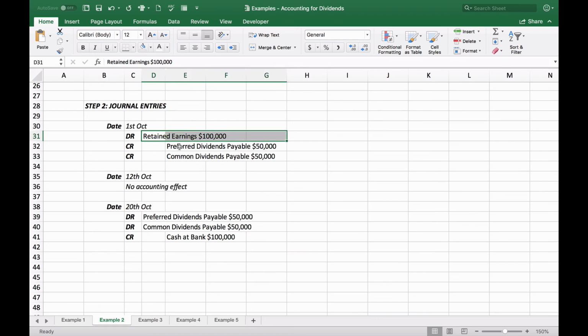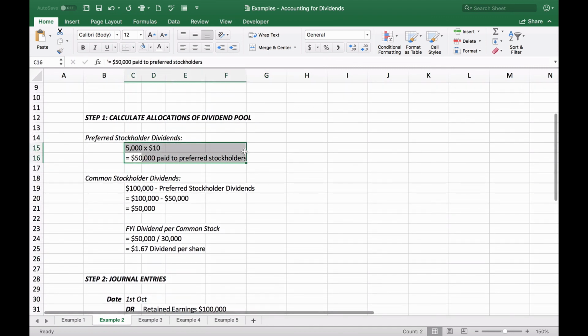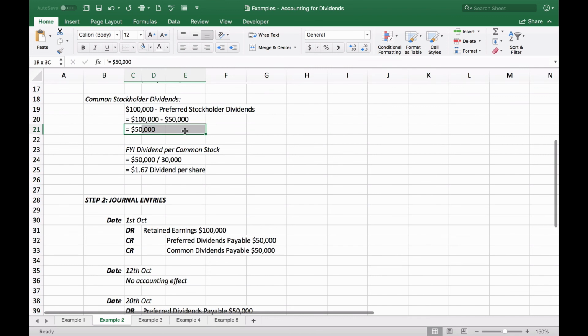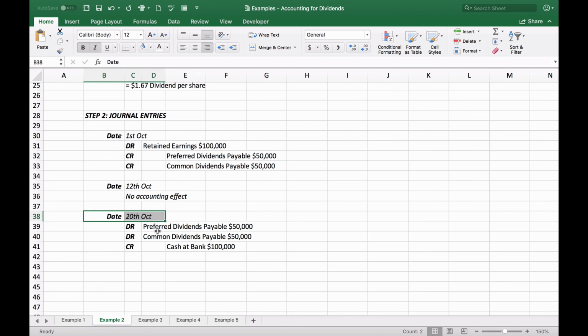And this time we split it between two credits, 50,000 for preferred dividends payable, which is the 50,000 here, and the other 50,000 for the common dividends payable, which is what we calculated here. Again, no effect on the 12th of October. And then on the 20th of October, the payment date, we simply reverse out the liabilities, again keeping them in two debits, and we have a credit of cash at bank for $100,000.